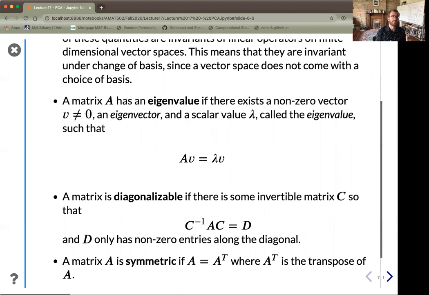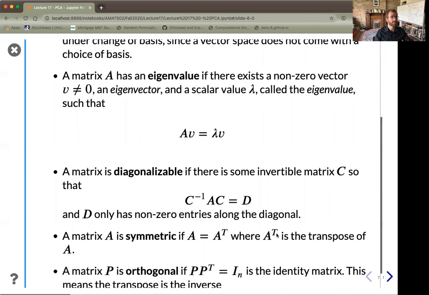A matrix is diagonalizable if there's some invertible matrix, which we think of as our change of basis, that allows us to rotate our perspective so that the way this matrix operates is purely by scaling its basis vectors. And so the whole business of diagonalizability is finding this right change of basis matrix.